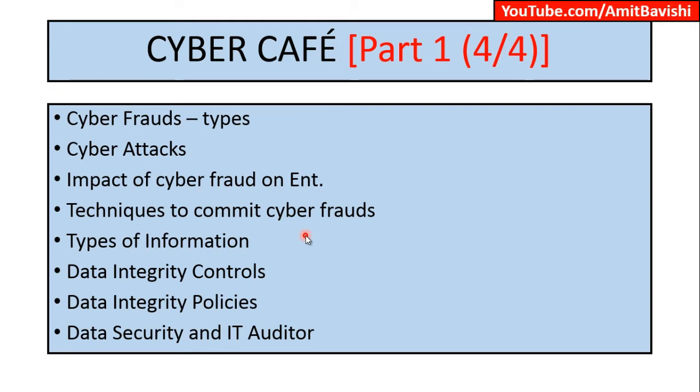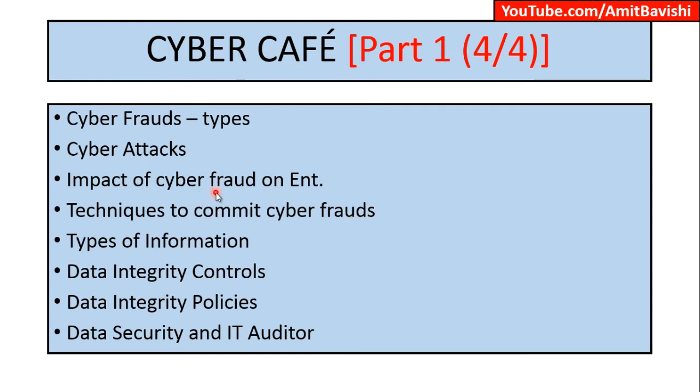They will be targeting my data. So types of information, data and the information, right? So types of information, the data integrity control, data integrity policies, data security and IT auditor. Once again, cyber fraud, attacks and impact of cyber fraud to enterprise and techniques to commit cyber fraud.